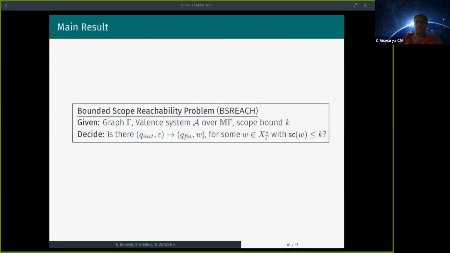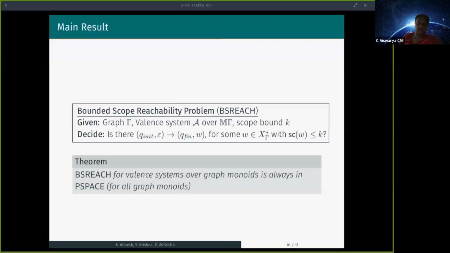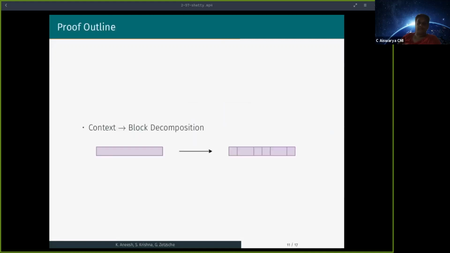Given a finite graph gamma, a valence system over the monoid generated by gamma, and a scope bound k, we want to decide if there is a run from an initial state to the final state using some word w in the monoid such that w is k-scope bounded. Our main result is that bounded scope reachability is in PSPACE in k, the valence system, and the graph, for all graph monoids. Now we will see a brief outline of the proof method.